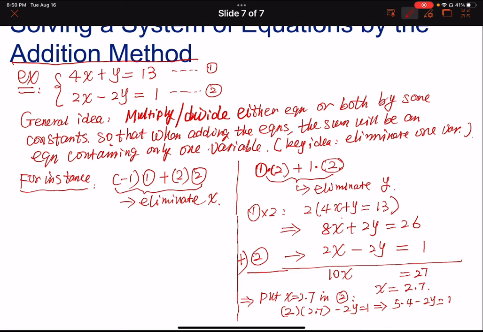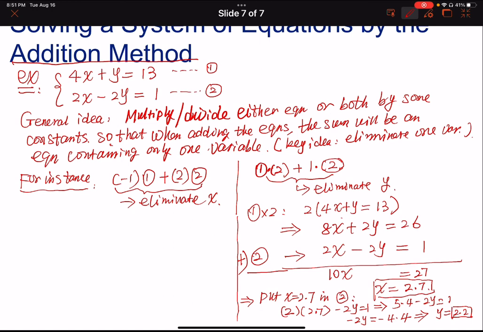Again, to separate the variable, you get minus 2y equals, you subtract 5.4 from both sides. So 1 minus 5.4 is negative 4.4. This gives you y equals 2.2. So the solution for y is 2.2, and the solution for x is 2.7. So that would be the solution. Okay? You can use a similar idea, and using the first approach should also find the same solution as well. So let's try that quickly.